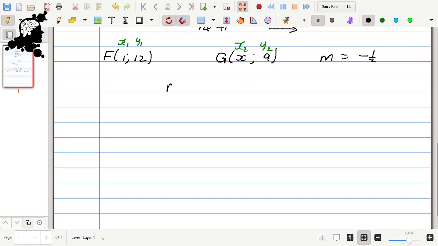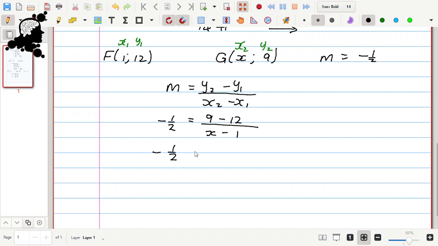So your gradient is going to be y2 minus y1 divided by x2 minus x1. This is going to give you 9 minus y1, which is 12, divided by x2, which is x, minus x1, which is 1. We are given the gradient as negative a half. Let's simplify this. So negative a half is equal to 9 minus 12, which gives you negative 3 over x minus 1.